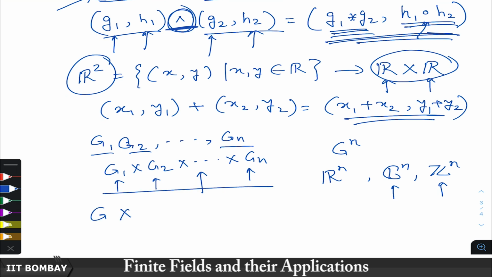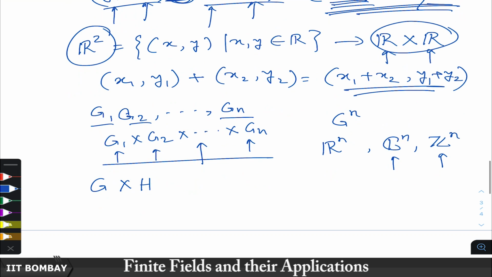Now, let us come back to, for simplicity, let us just take two groups and their operation.